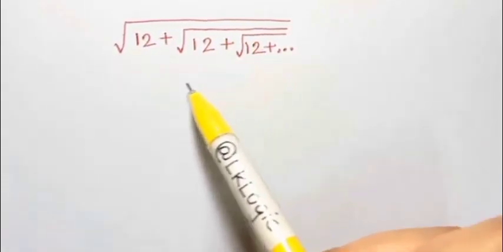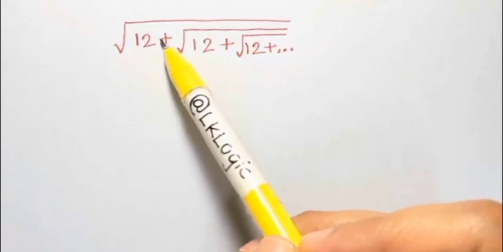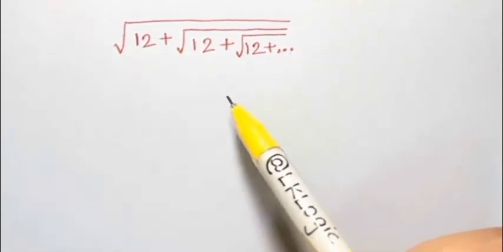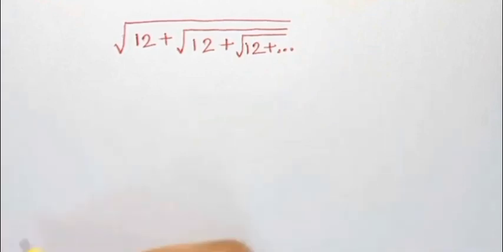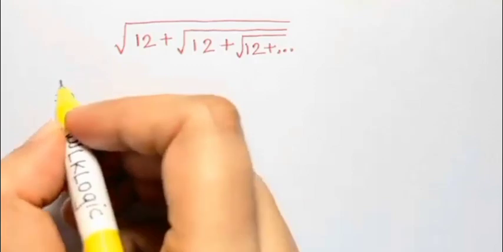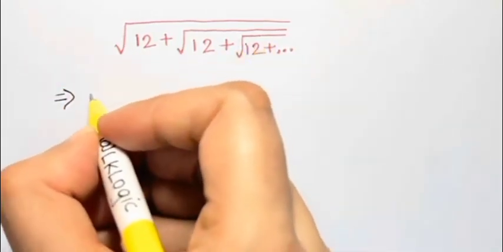Interesting math Olympiad problem for you all, which is a radical problem. Square root of 12 plus square root of 12 plus square root of 12 plus and so on equals to what? Now what we are going to do is, the first step is to assume or suppose that this whole term is equal to x.